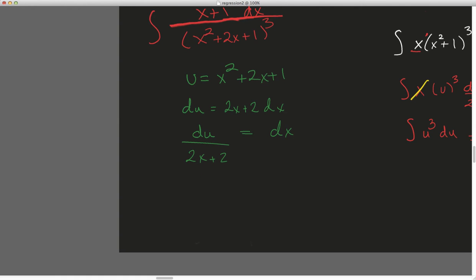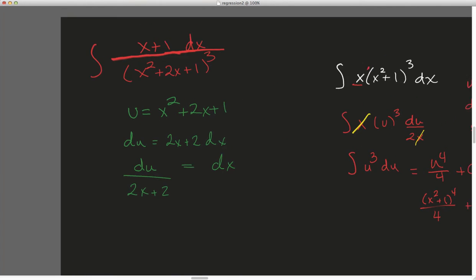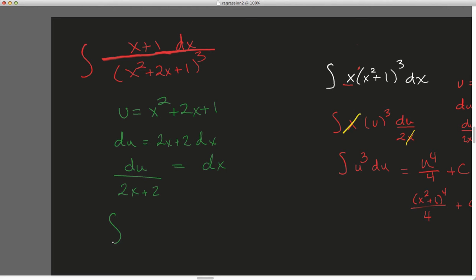And when you do that, you did nothing with the x plus 1 on top, right? So it stays as is. x squared plus 2x plus 1 is on the bottom raised to the third power, so is your u. dx is equal to du over 2x plus 2.